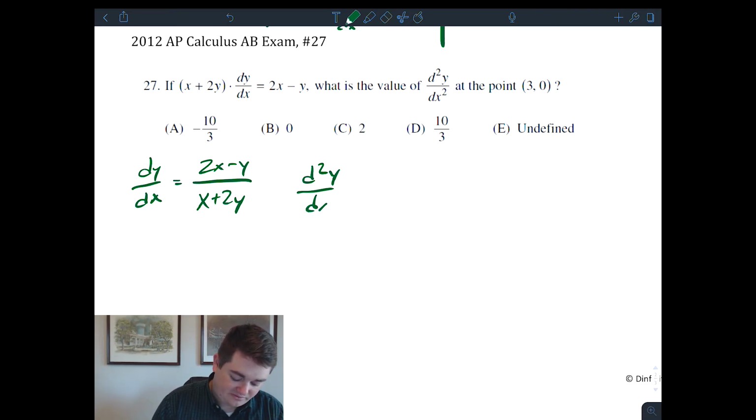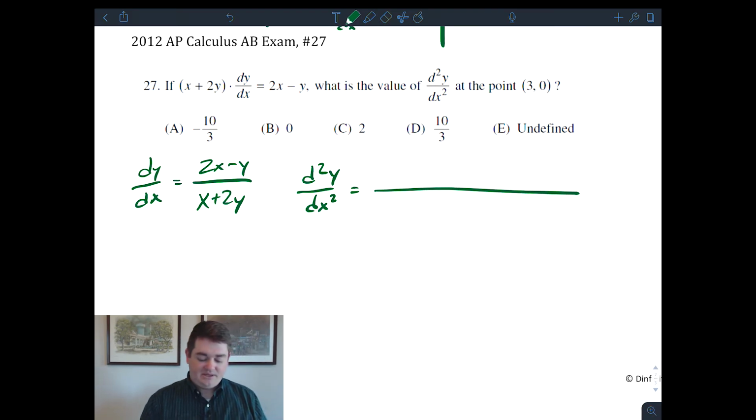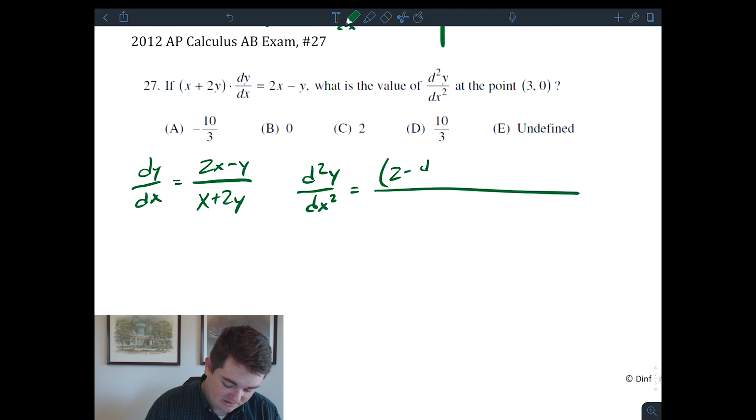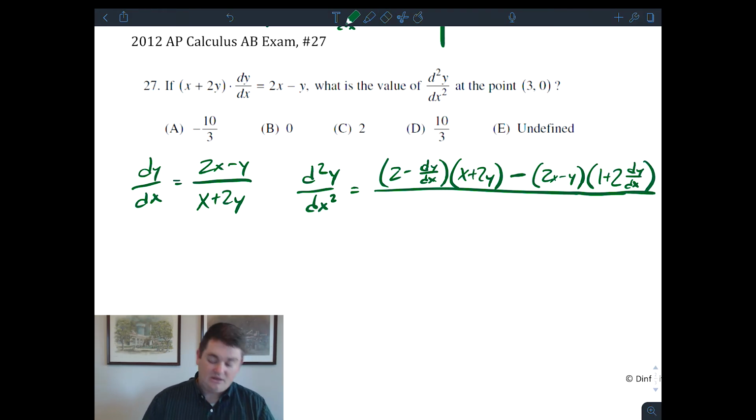So my second derivative, using the quotient rule, is going to be the derivative of 2x minus y, which is 2 minus dy/dx, times the bottom, x plus 2y, minus the top, 2x minus y, times the derivative of the bottom, which is 1 plus 2 dy/dx, over the bottom squared, x plus 2y squared. Now here's a hint. Instead of plugging in dy/dx and trying to substitute in that term before I do all the plugging in, this is going to get really messy.